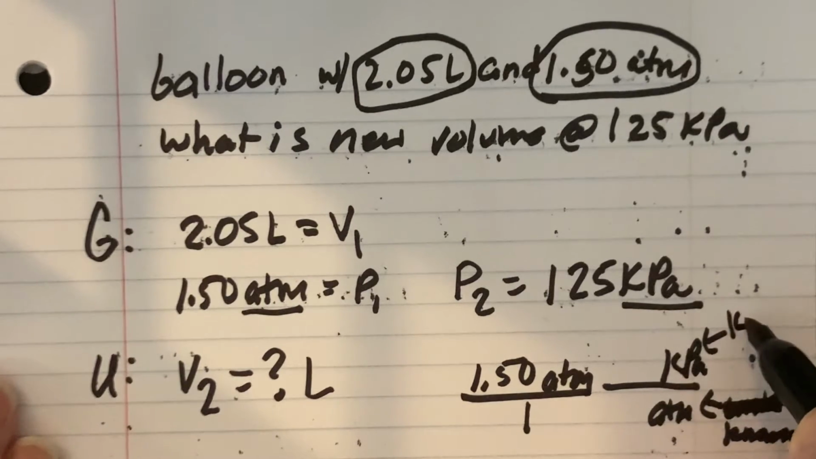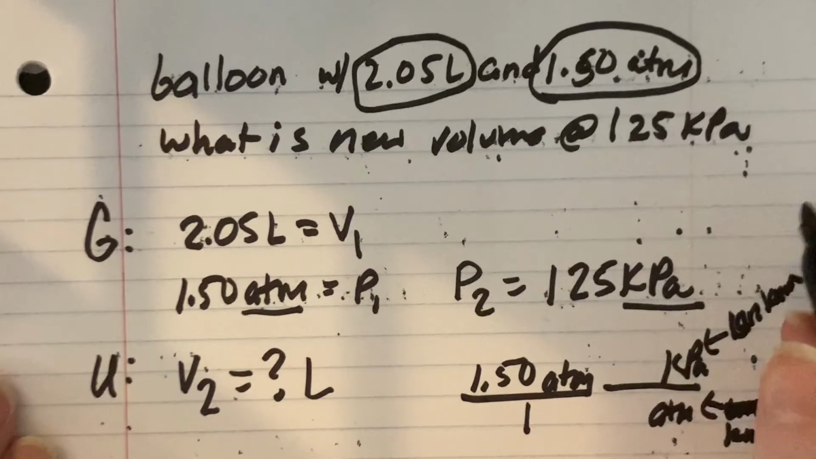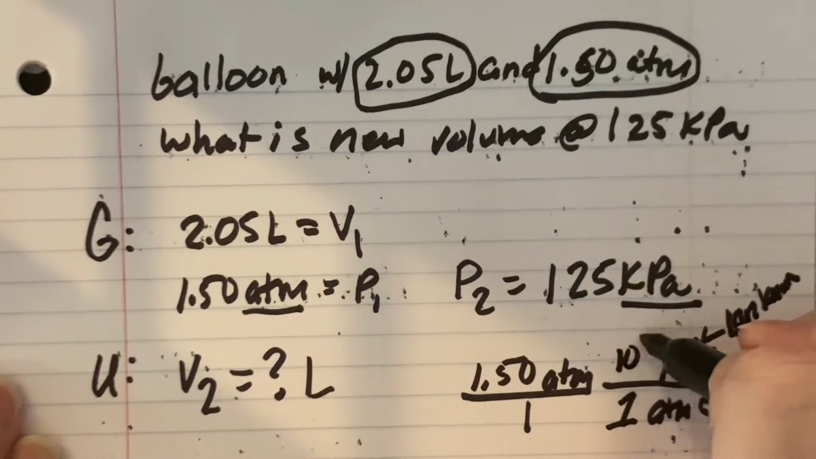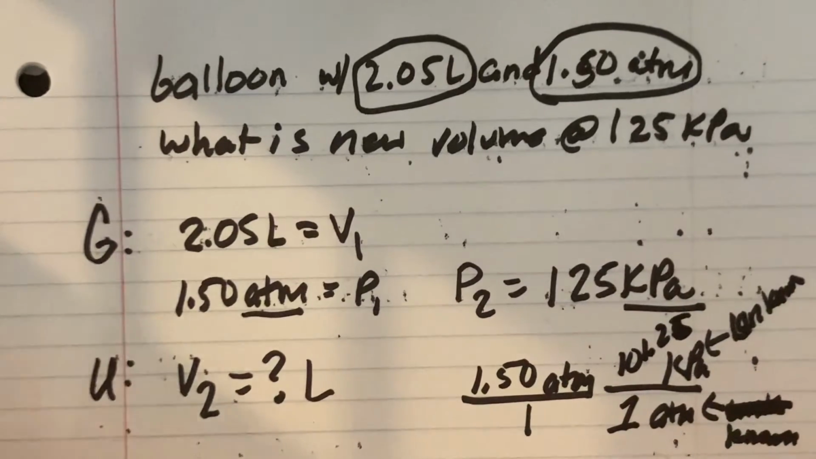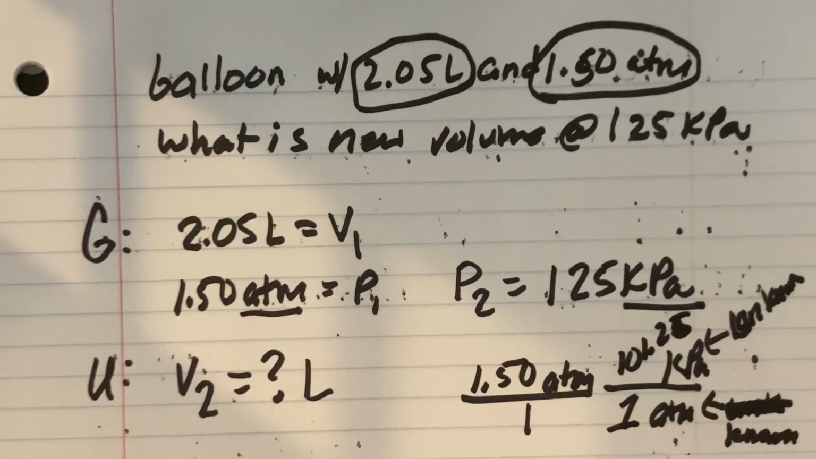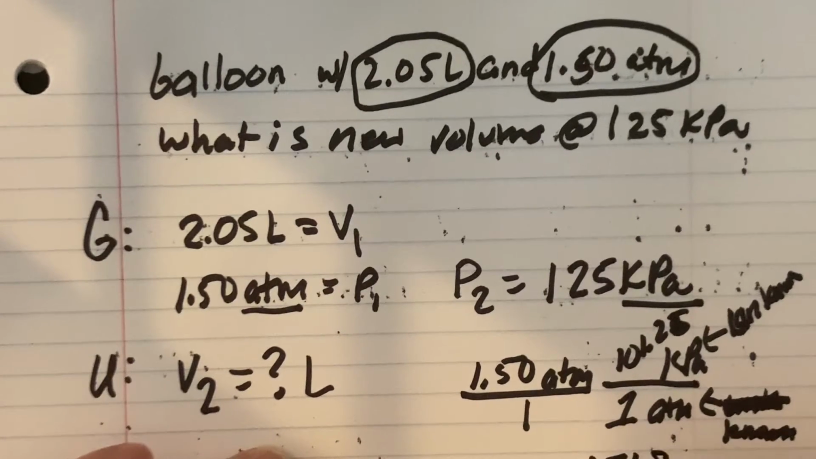Kilopascals is my unknown. I keep saying it backwards. Kilopascals is my unknown. So what I'm looking for has to be on the top. I look on my sheet and it says 1 atmosphere is equal to 101.25 kilopascals. So I put the 1 with the atmospheres and the 101.25 with the kilopascals. Now I multiply across the top and divide across the bottom. So in this case, 1.50 times 101.25 divided by 1, and that gives me 151.875 kilopascals.